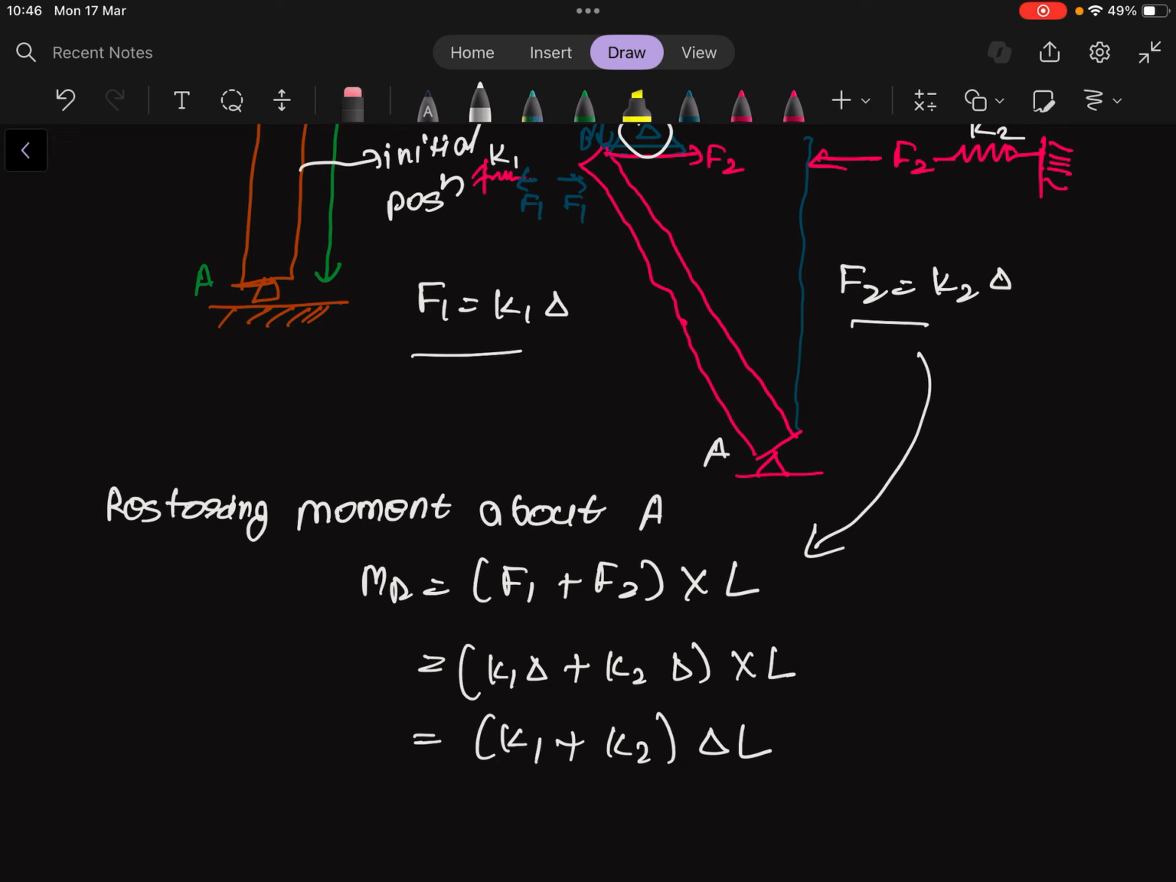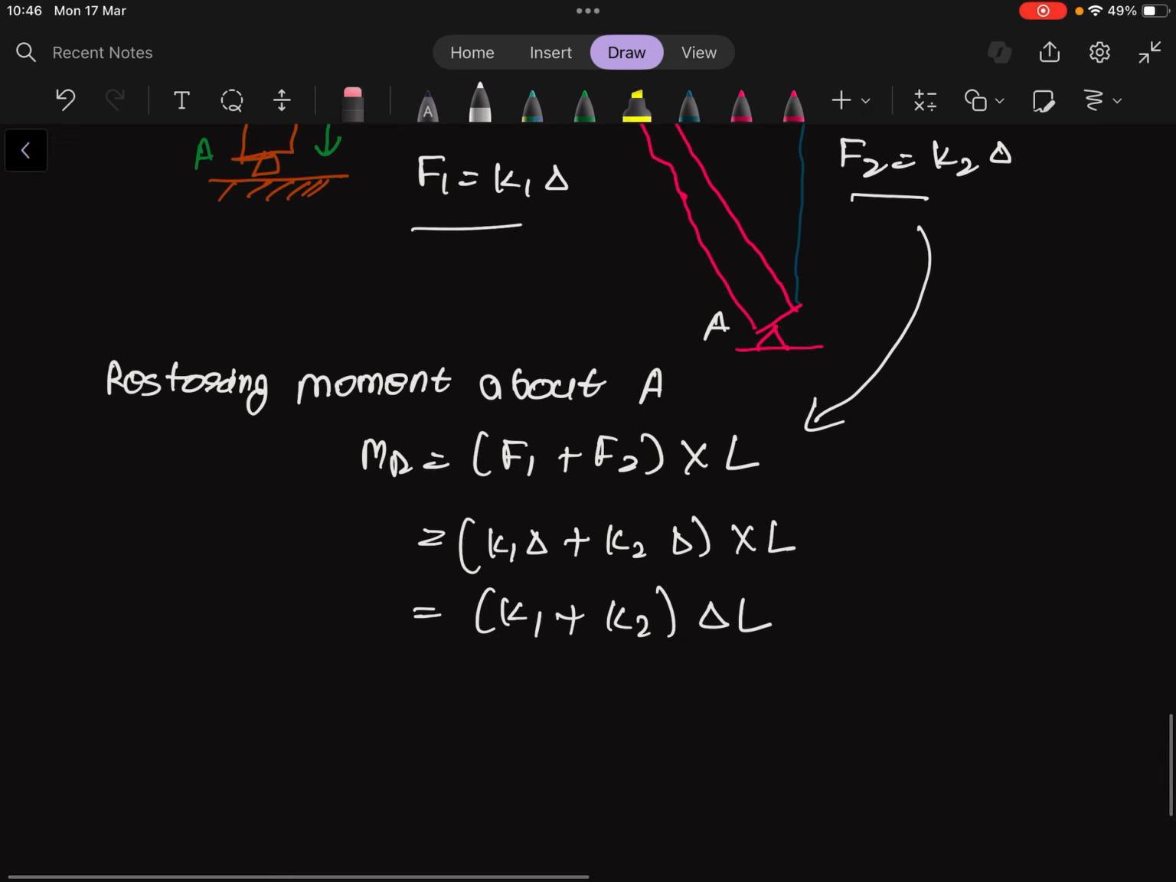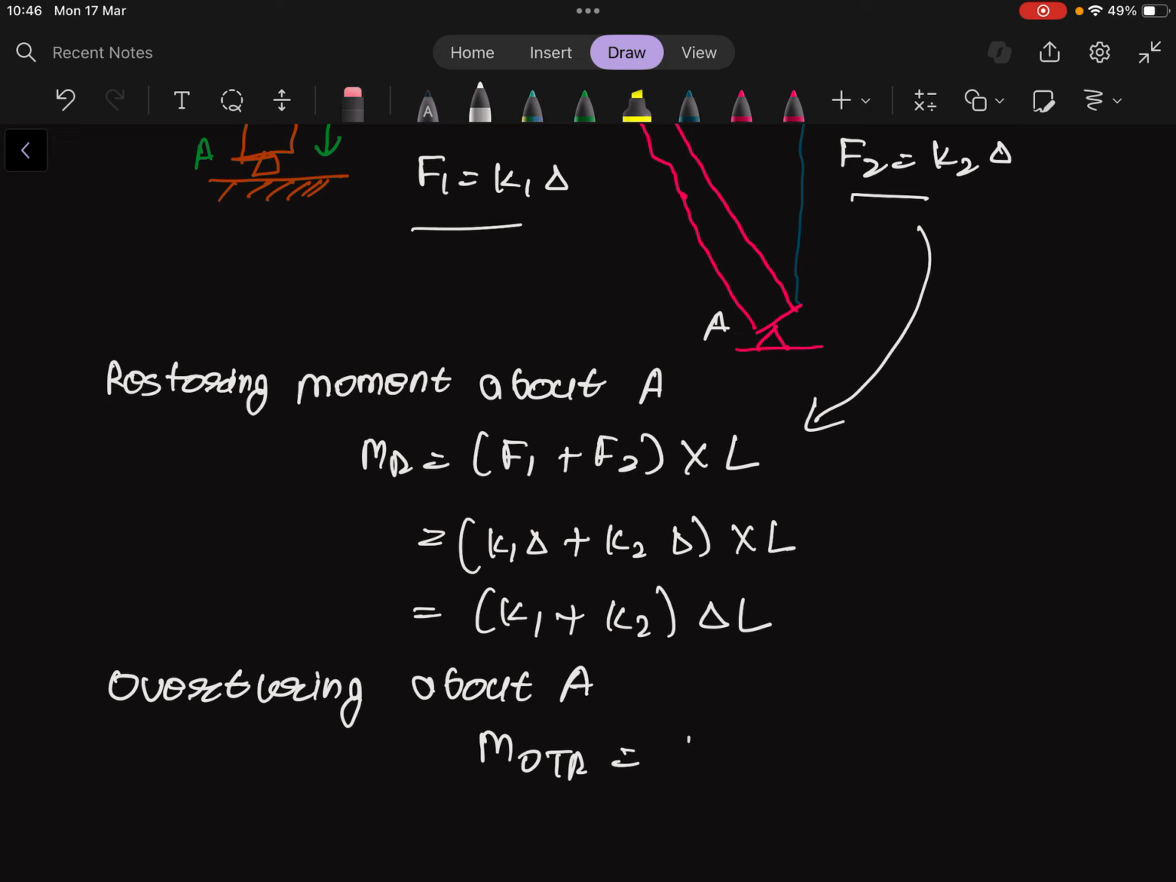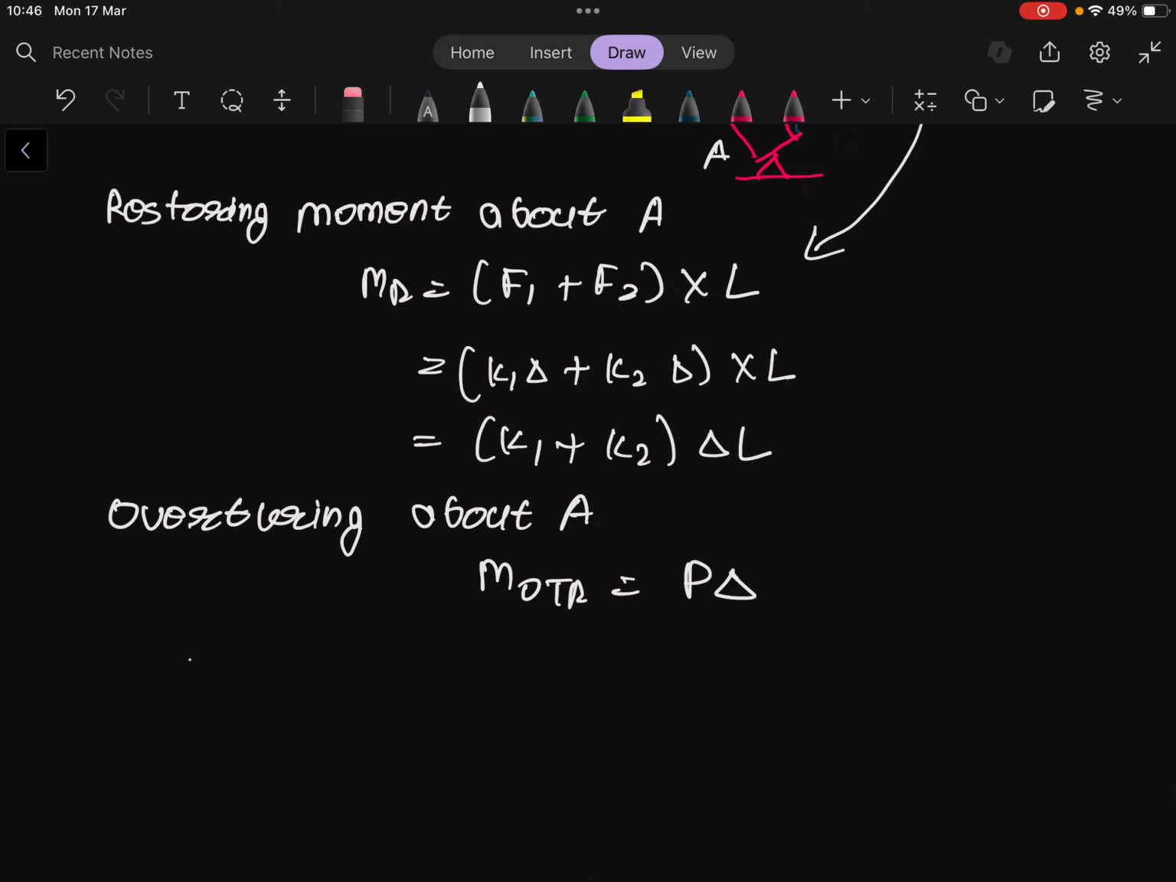Now the overturning moment about A is given by the axial loading component. So overturning moment about A is given by the equation MOTR equal to P delta. So we know that at the critical stage, the restoring moment is equal to the overturning moment. So we are going to equate like this, MR equal to MOTR.